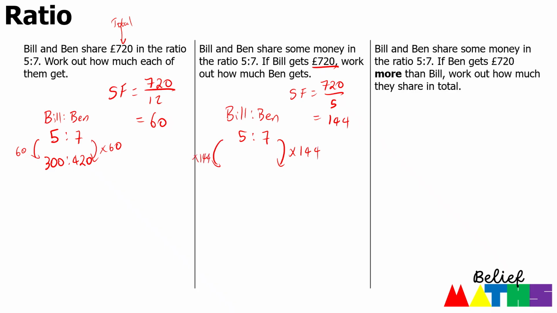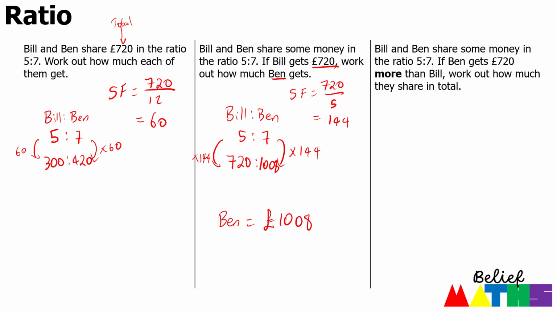Now we already know that gives Bill 720, and then Ben gets 144 times 7, which is 1008. So how much does Ben get? Well, Ben gets £1,008.